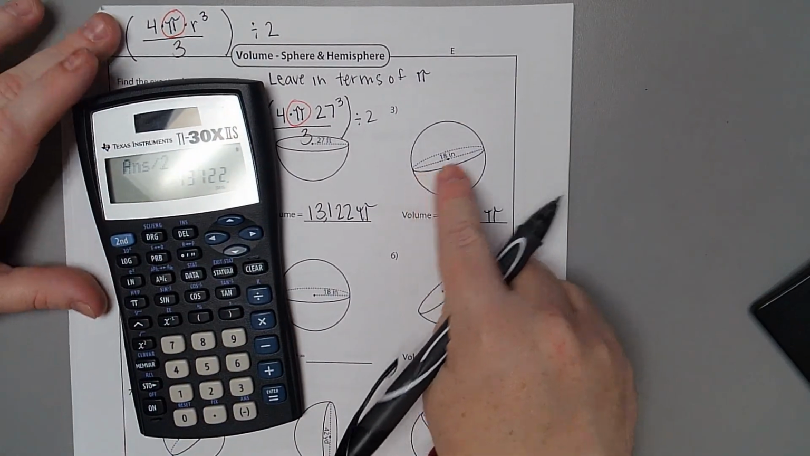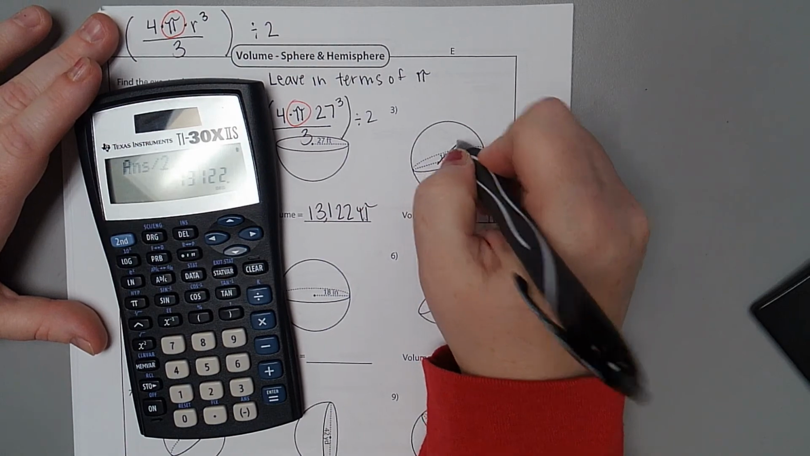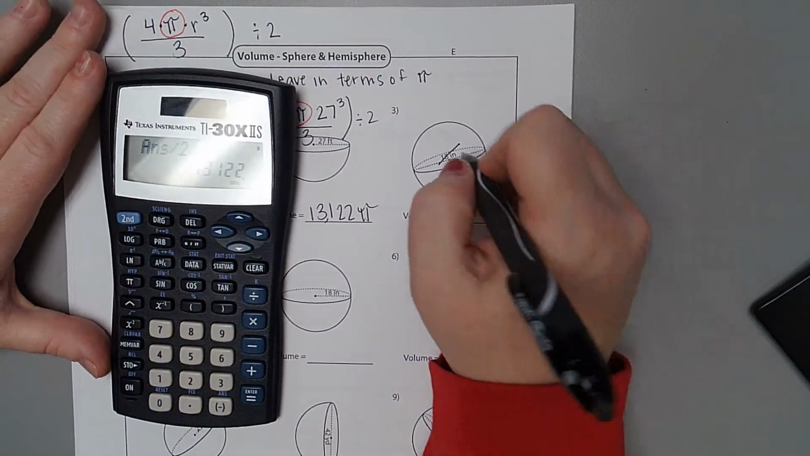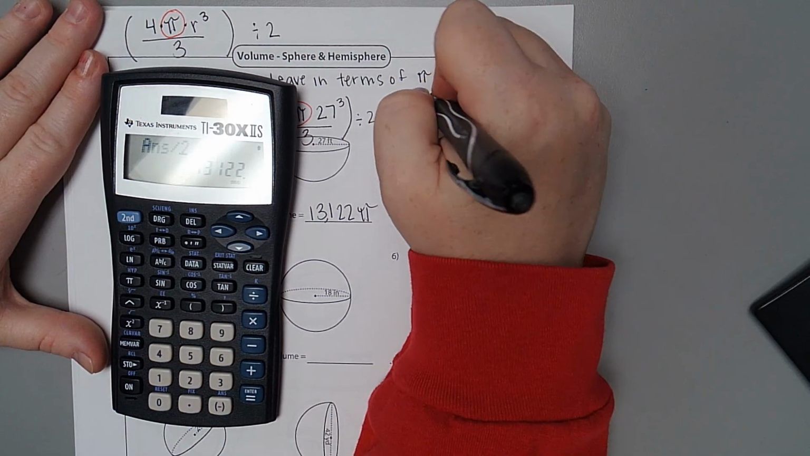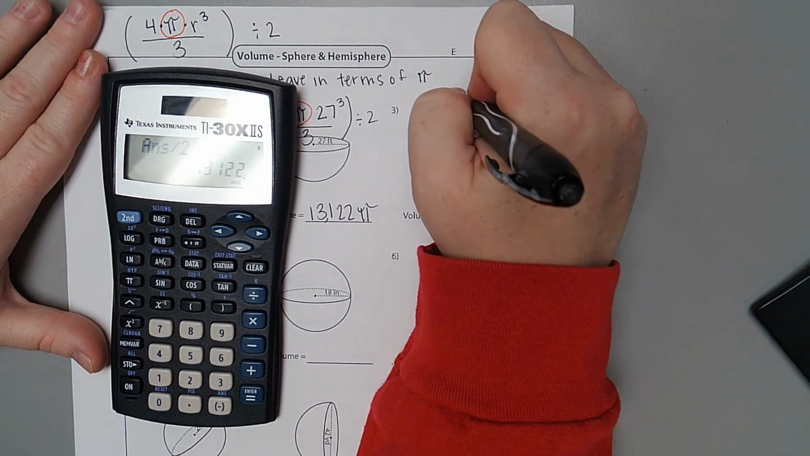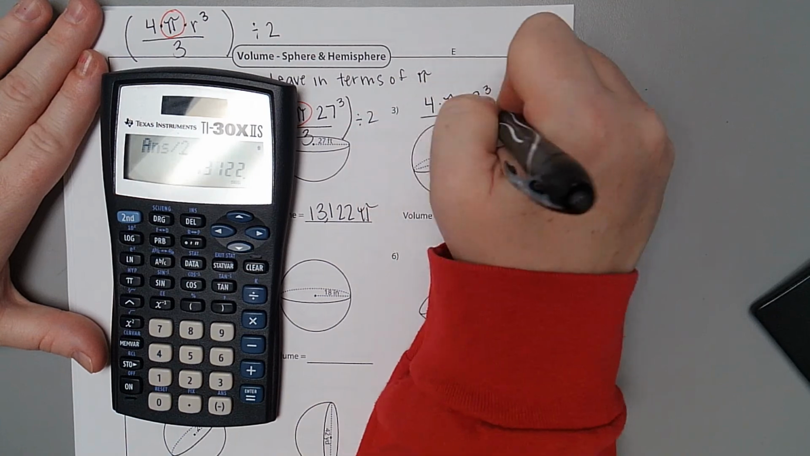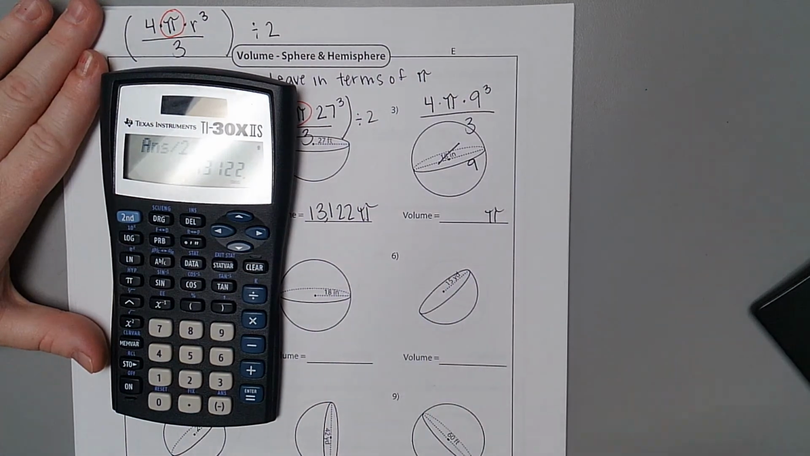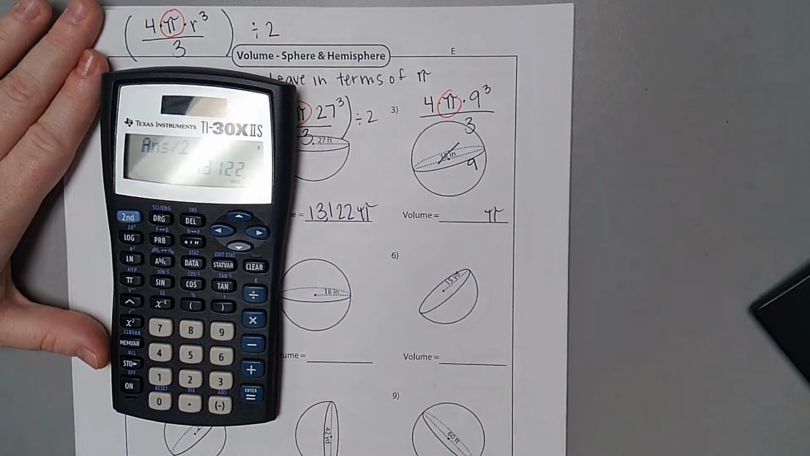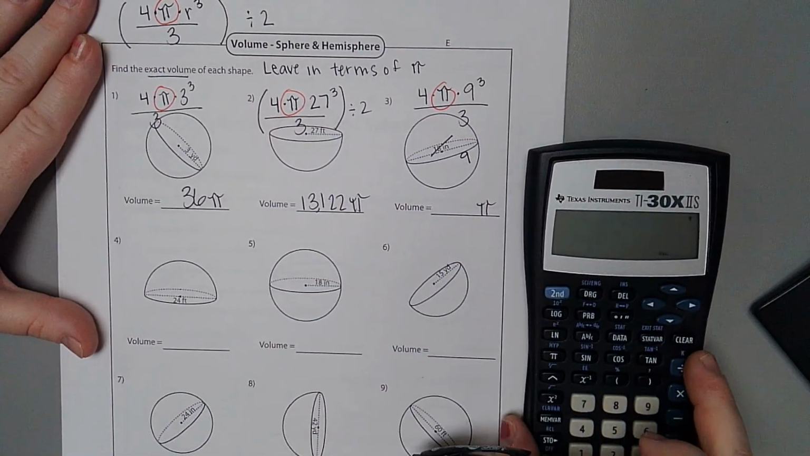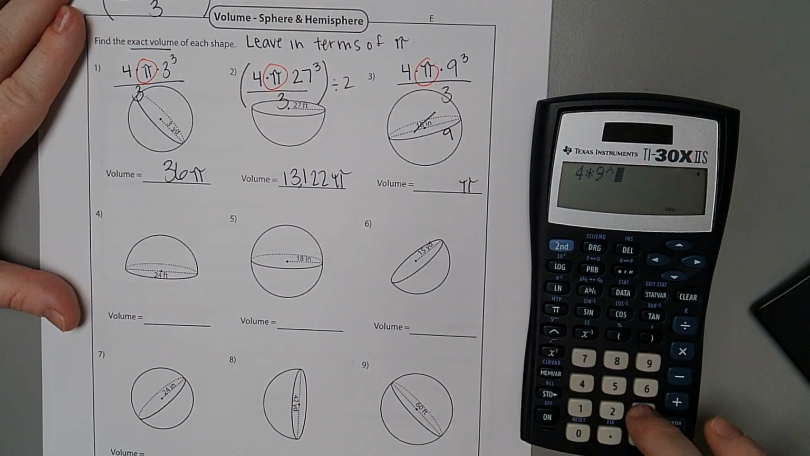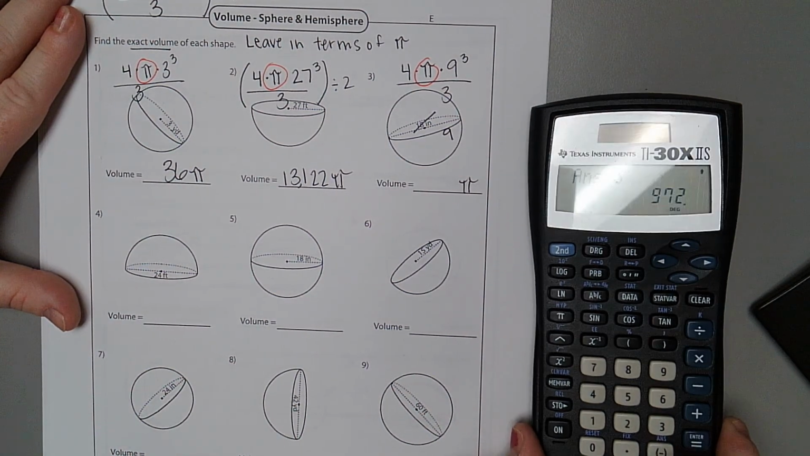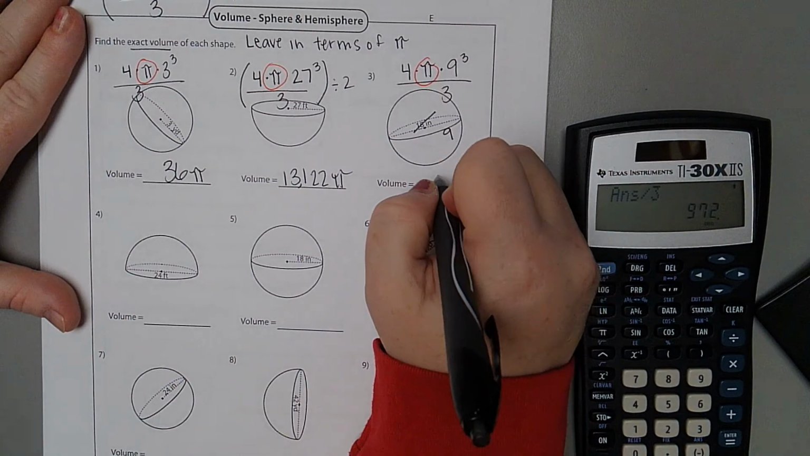Next, this one gives us the diameter. Well, we don't need the diameter, we need the radius. So the radius would be half of 18, which is 9. So we have 4 times pi times 9 cubed, all divided by 3. Again, still leaving pi by itself. 4 times 9 cubed divided by 3 is 972 pi.